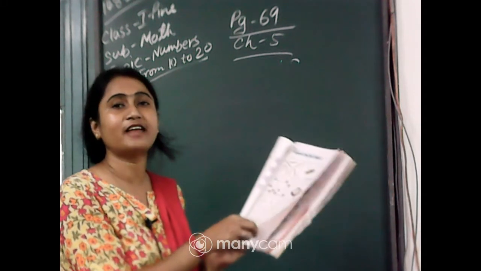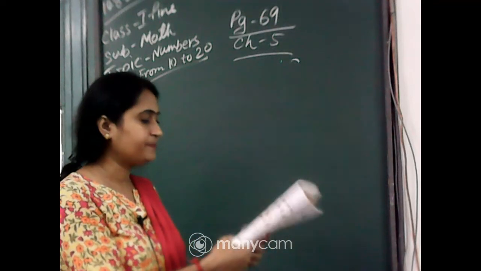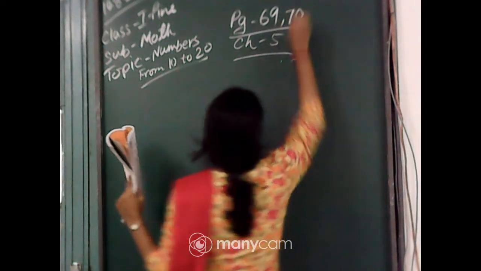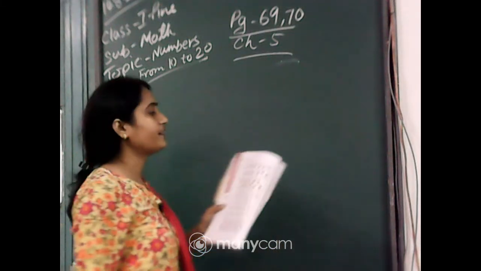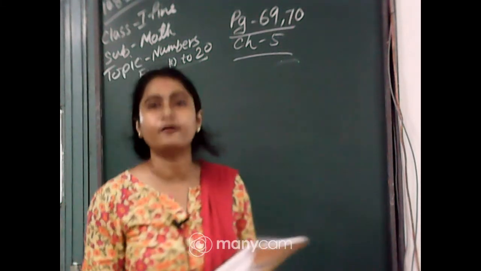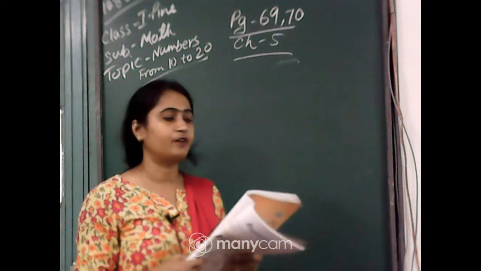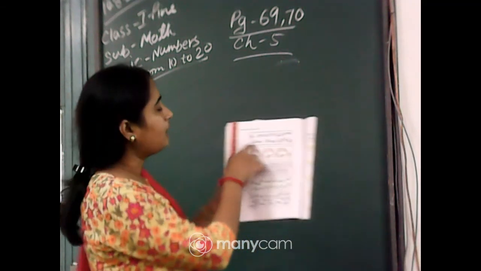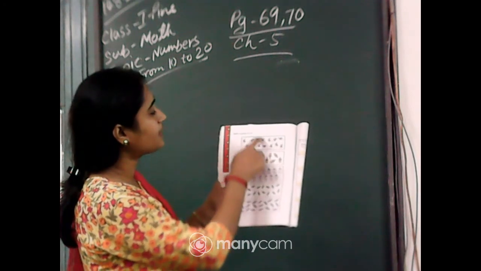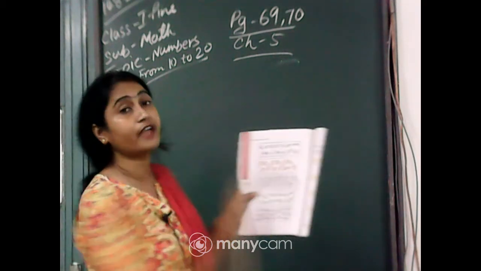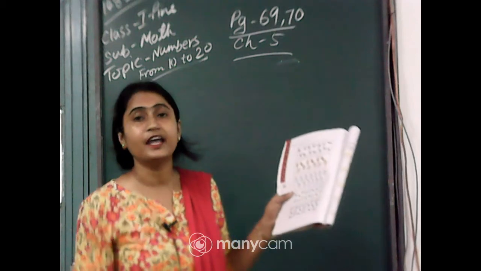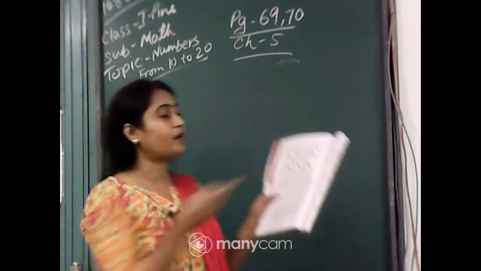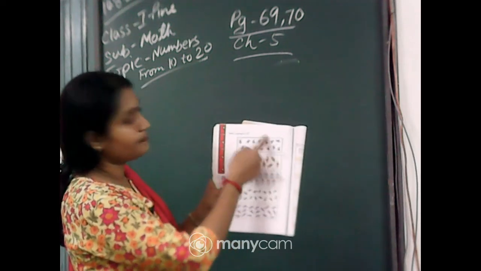Please turn over to the next page. Page number 70. All of you, please turn over to the next page. Make a group of. Here, one has been done in your book. Turnip. How many? 1, 2, 3, 4, 5, 6, 7, 8, 9, 10, 11, 12, 13, 14. 14 turnips over here. You have to make a group of 10. Look, 10 turnips, make a group.